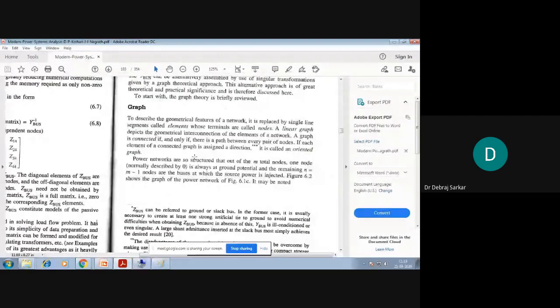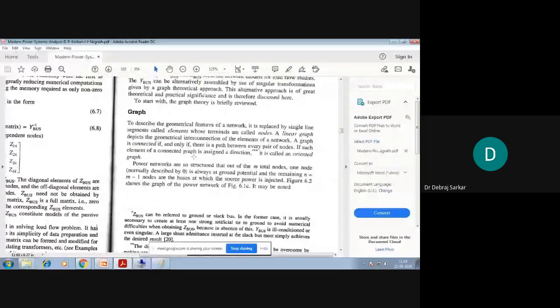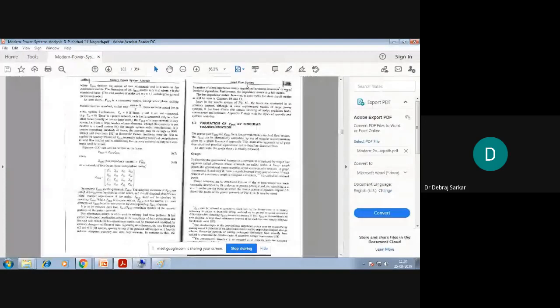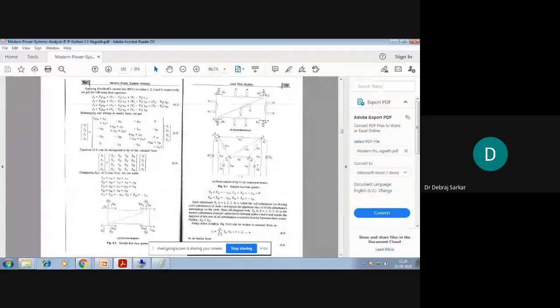Have you gone through the video where I told you about the graph? Okay, I'll just explain. So think of this circuit. If I need to draw the circuit in a graphical format. Now, what is a graph? A graph is a representation of this circuit.